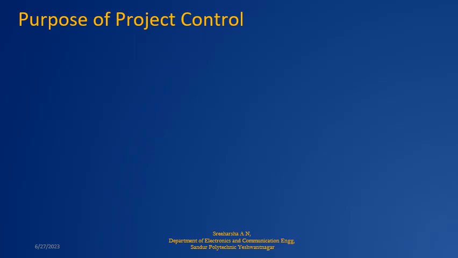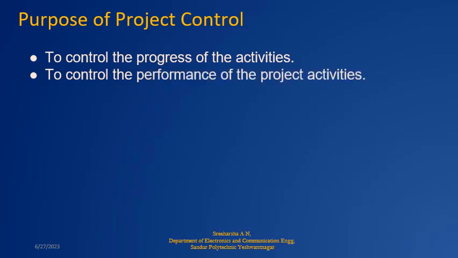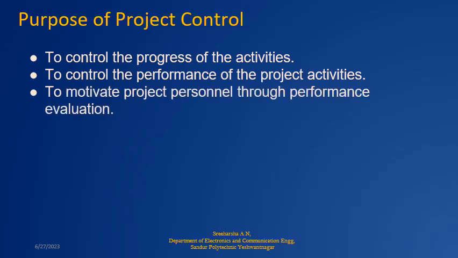When a question is asked related to project control, we are going to write down these points. First, the purpose is to control the progress of the activities. What are all the activities that are present? We need to control them. Then to control the performance of the project activities. To motivate the people working in the project, what we call project personnel, through performance evaluation. So we evaluate their performance and motivate them by either rewarding or appreciation, some means or other.